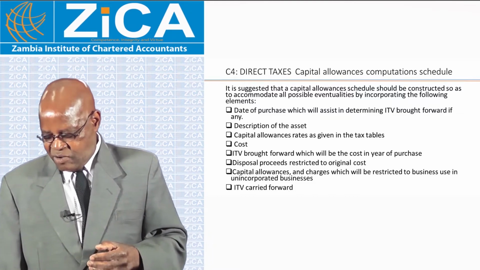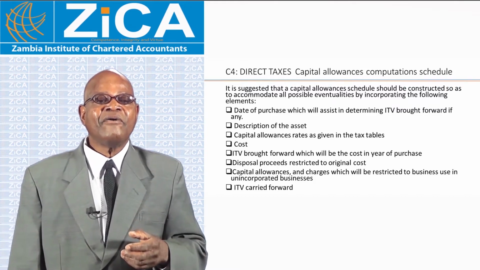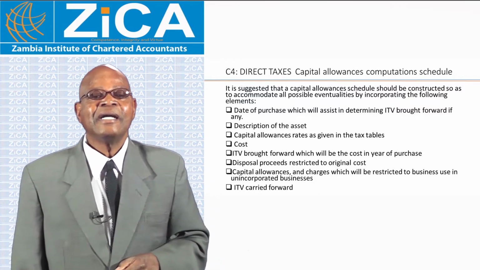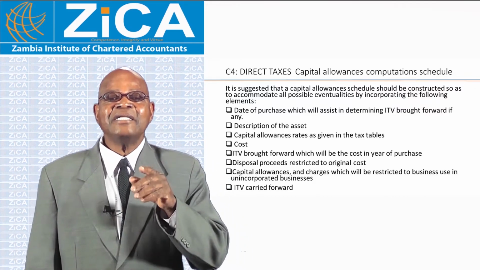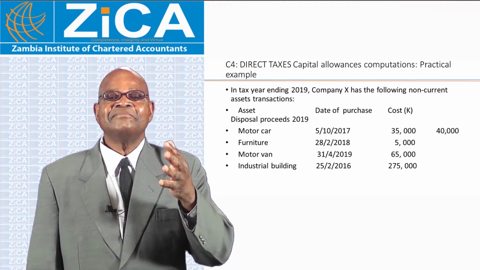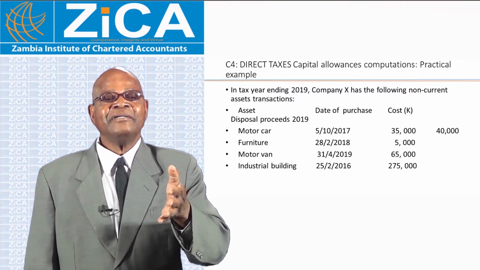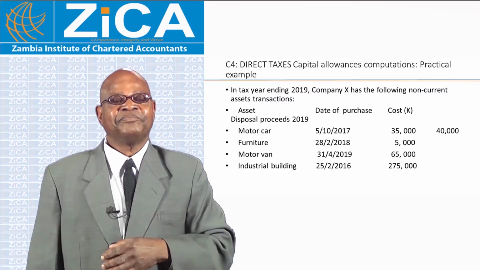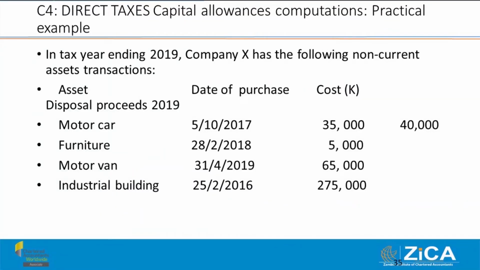Now, let's look at a simple example of a case where in the tax year 2019, Company X has the following non-current assets transactions. I'm showing here the asset itself, the date of purchase, the cost, and disposal proceeds. The first item is a motor car which was purchased on the 5th of 10, 2017 at a cost of 35,000. And then it got disposed of for 40,000 in 2019.